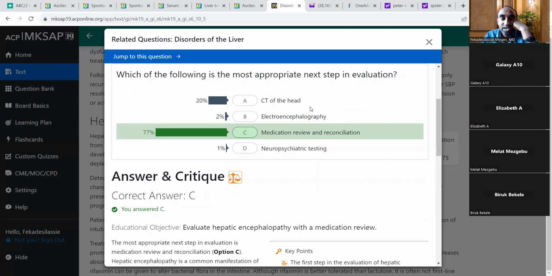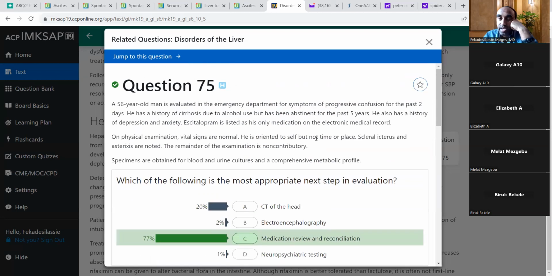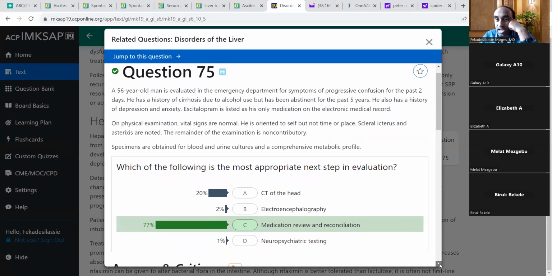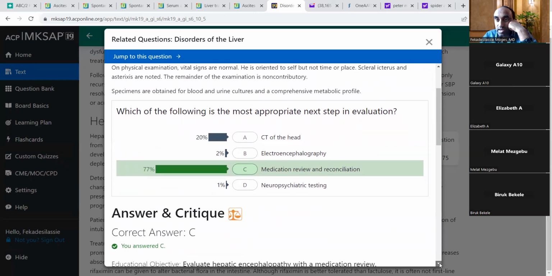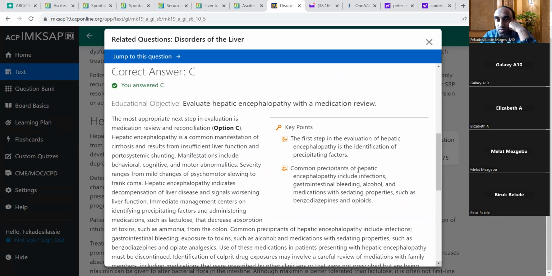I was tricking you. So the answer is medication review and reconciliation. Reason being, even though only the SSRI is listed, you never know; there could be another medication he takes, or another recent medication that precipitated the hepatic encephalopathy. You never know, he may have taken acetaminophen, or any medication that depresses mentation. You have to reconcile. Medication review and reconciliation is very important if that is the precipitant.